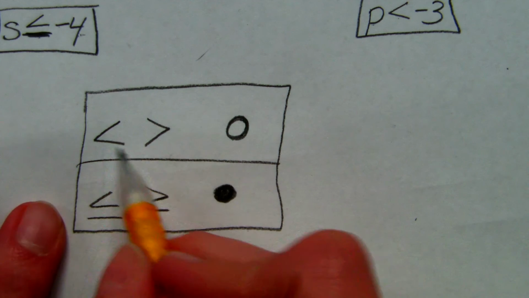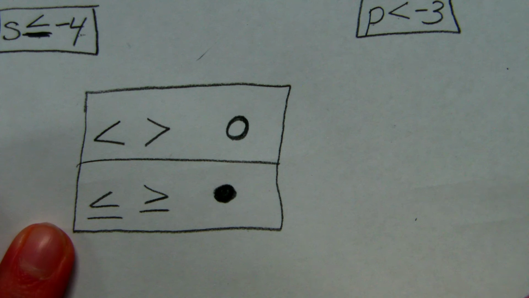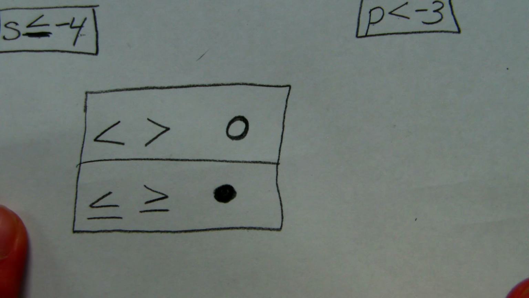And then these symbols, if the variable is on the left-hand side, show you the direction. But, like we saw before, sometimes you might have to turn it around or use a test point to make sure that you have the right set of solutions.